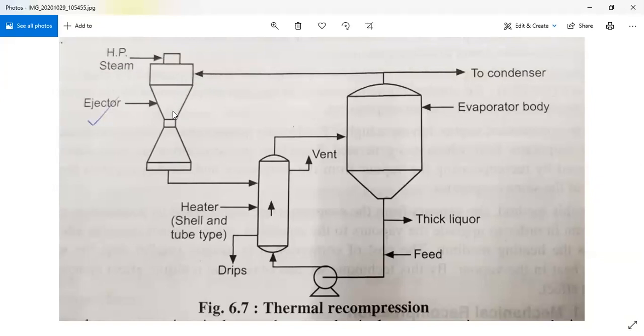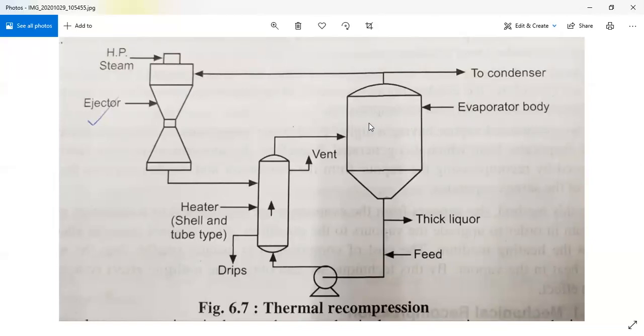Now we are going to increase the temperature of the vapor, and that is why it is called a thermal recompression system. So with the help of the high pressure steam, with the help of this steam ejector, if you are increasing the temperature of the vapor, if you are increasing the pressure of the vapor, if you are going to increase the delta T, that is the driving force, then we can get more and more kg of water evaporated in this evaporator body, and in this way we can increase the economy of an evaporator.